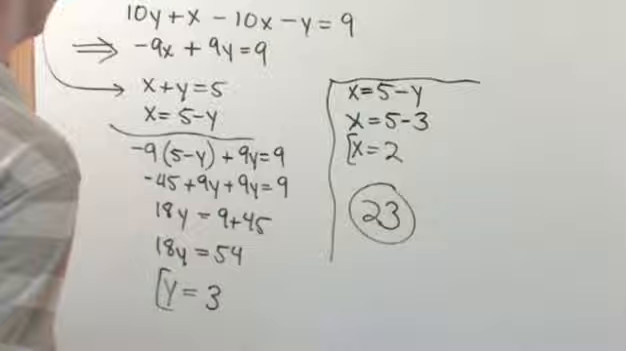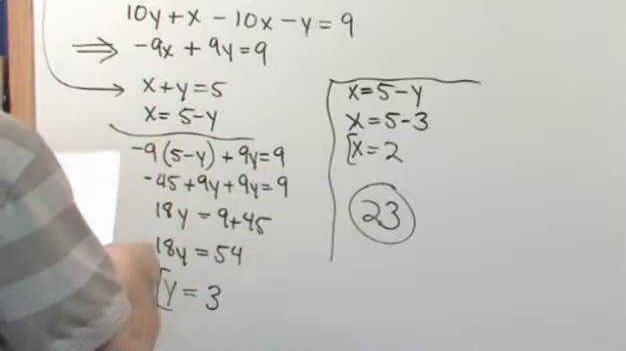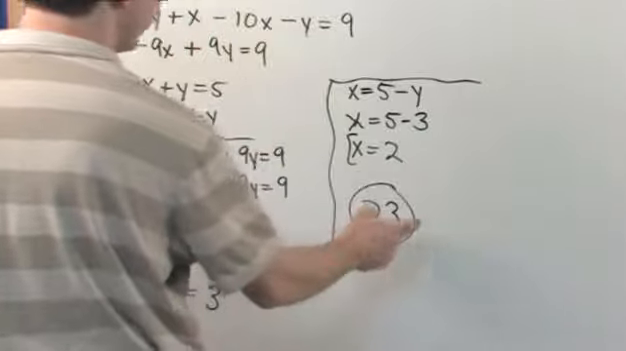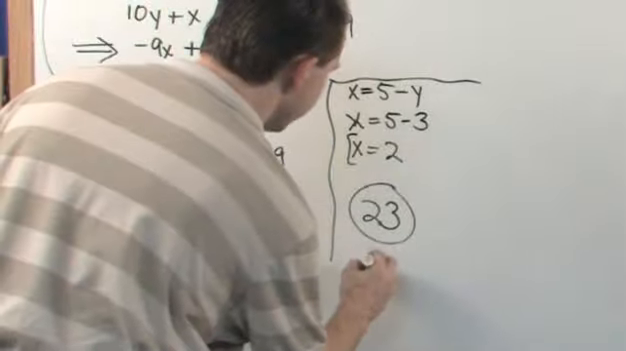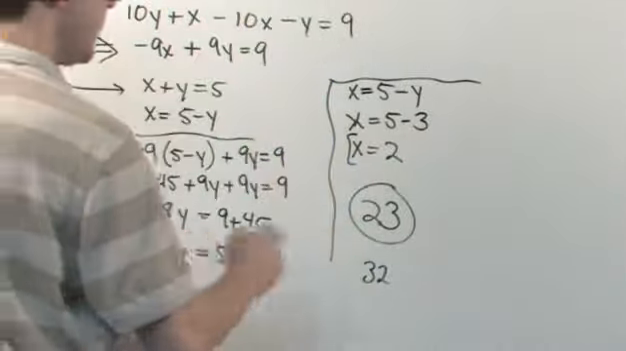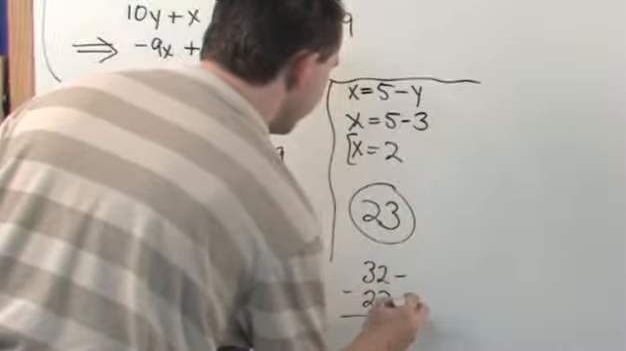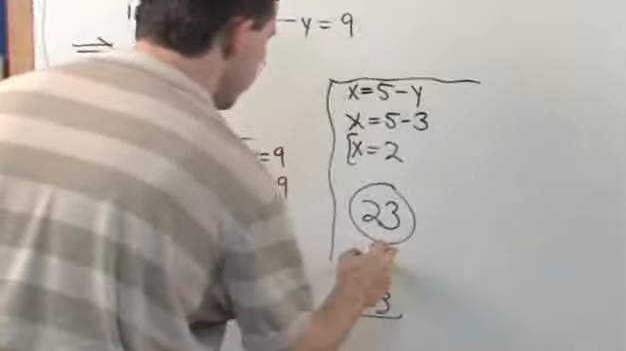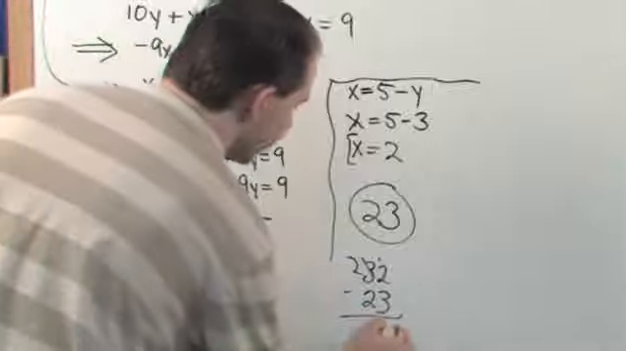Whew, that was a lot of stuff just to find a single number. But before we review, let's make sure this answer is right. The sum of these two digits must be equal to 5. That was what our original problem says, and this is true: 3 plus 2 is 5. If you reverse these two digits, 32, and subtract off the original, it should be equal to 9. Put this here, borrow like this, 7, 8, 9. So that is correct.